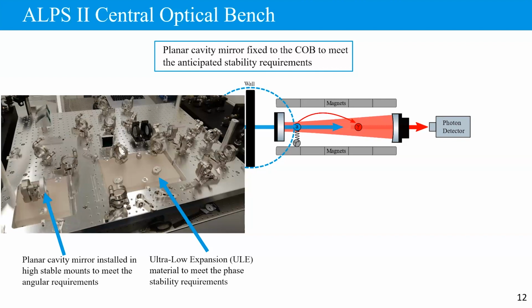And on the left side here, we see one of the planar mirrors of the cavity, which is installed in a very stable mount to meet the angular requirement for the spatial overlap. And for some crucial optical components, we also use a very ultra low expansion material to meet the phase requirement for the heterodyne detector.